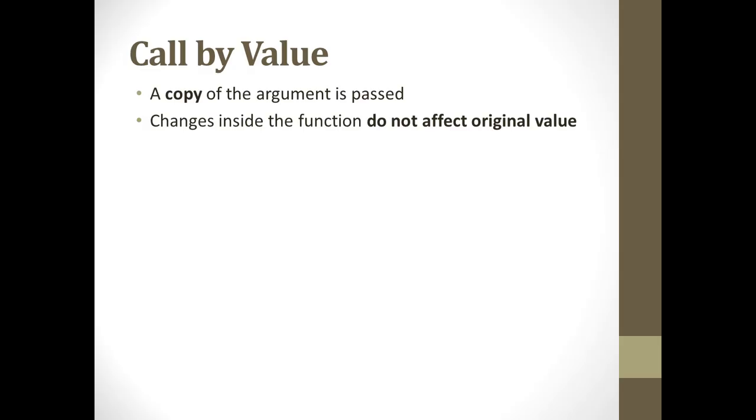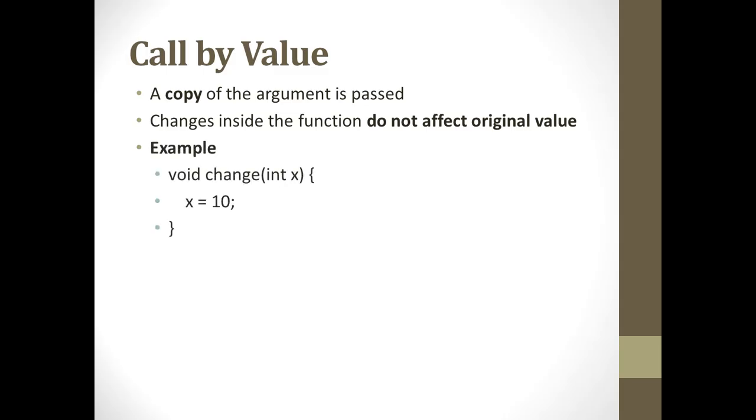As a result, when you make changes in the function on the value, it does not affect the original value since it's a copy. So when the function makes any change to the copy, it will not affect the original value. That's one of the key things about call by value.